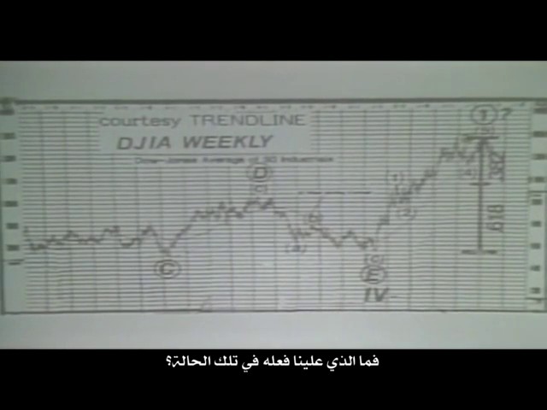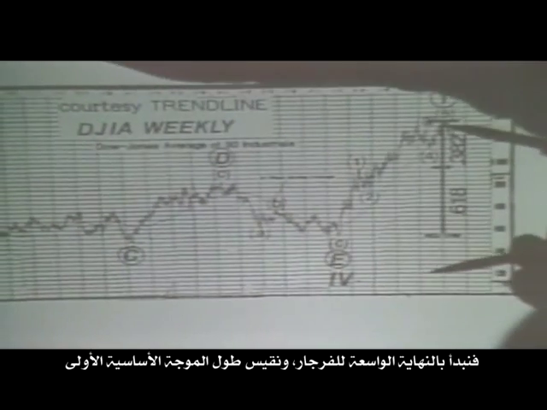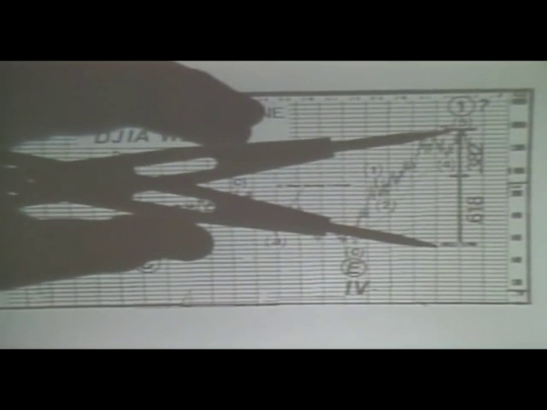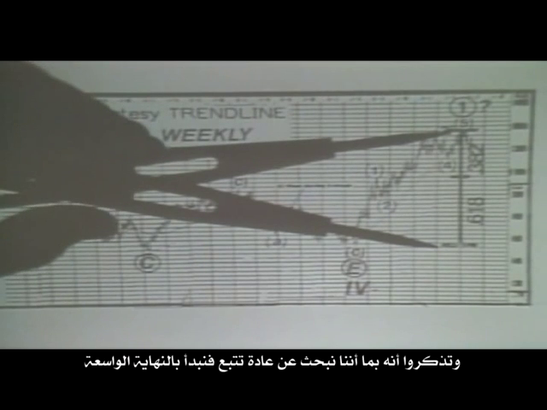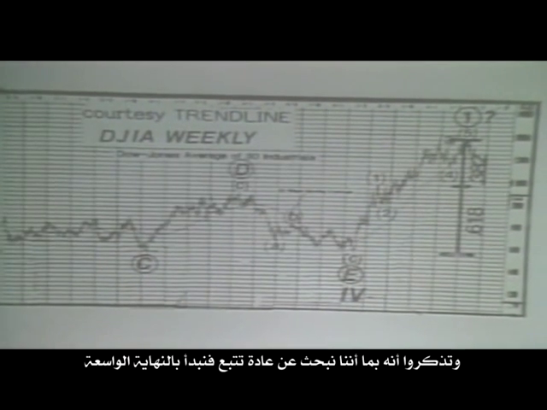What would we do in that case? Well, we're looking for a retracement. We start with the wide end of the compass. We measure the length of primary wave 1, which is that length as shown on the chart. And remember, since we're looking for a retracement, we start with the wider end. Flip the compass.